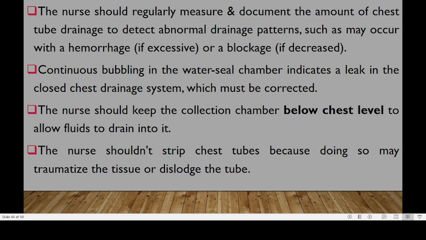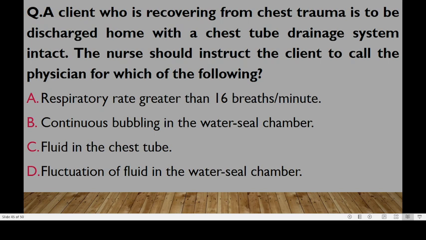So the nurse should regularly measure and document the amount of chest drainage to detect abnormal drainage patterns, such as may occur with hemorrhage, that is if excessive, or blockage if decreased. Continuous bubbling in the water seal will indicate that there is a leak in the closed chest drainage system, which must be corrected. The nurse should keep the collection chamber below the chest level to allow fluids to drain into it. The nurse shouldn't strip chest tubes because doing so may traumatize the tissues and dislodge the tube.